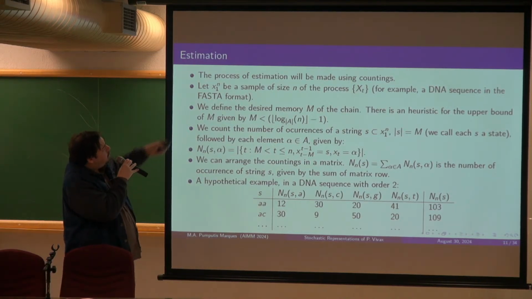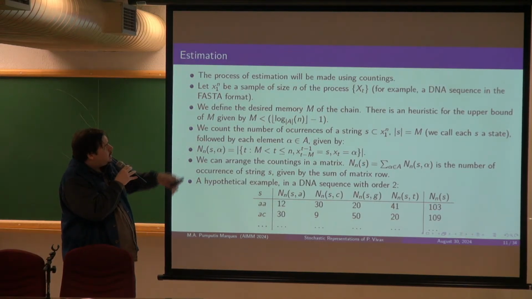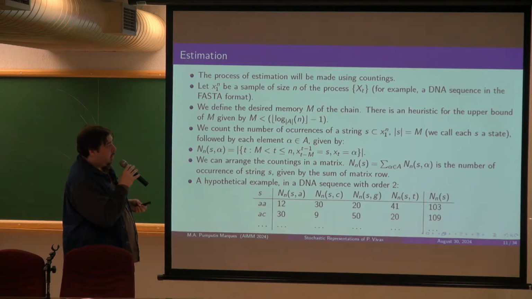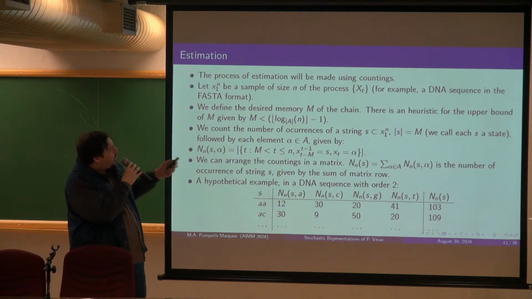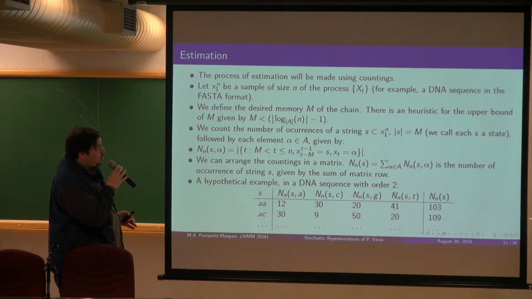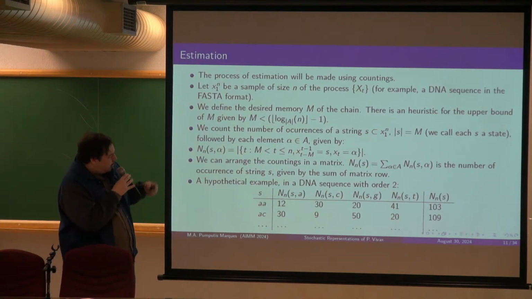Let's begin with a sample from 1 to n of the process. For example, a DNA sequence in the FASTA format, right? We have to define what is the memory that we want for the chain. There is a heuristic for that, but it's only for the upper bound. So we can say that m must be less than this formula here, right? So this is the upper bound. So we can make several models with several orders and see which one fits better, right? Within this bound. So we are going to do countings, as I said.